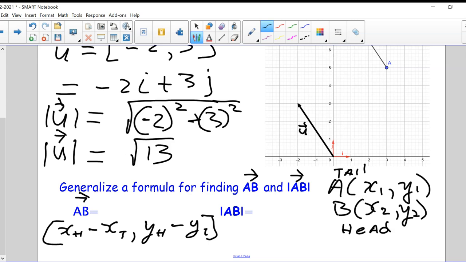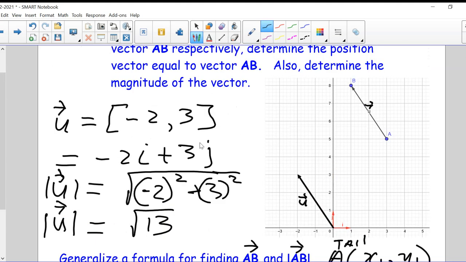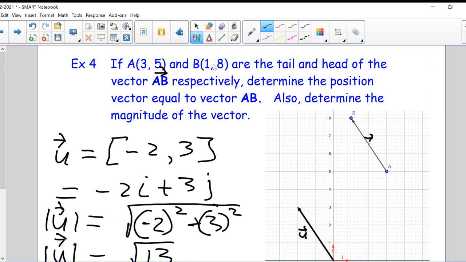Rather than writing it all out, it's head minus tail. The x's minus the two x's, but the head first minus the tail, which is why, if you go back up and look at what we have here, it's 1 minus 3, which gives us minus 2. That's why it's 8 minus 5, which gives us the 3. All right, can you explain why it's head minus tail?